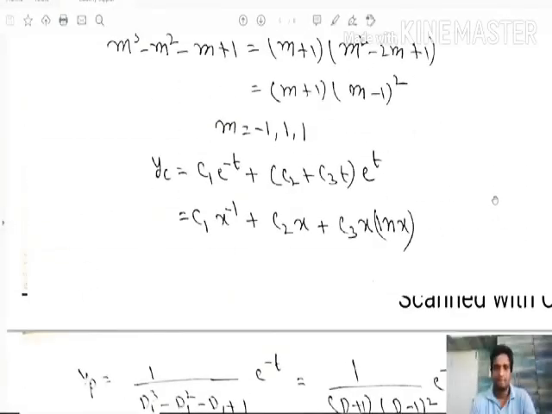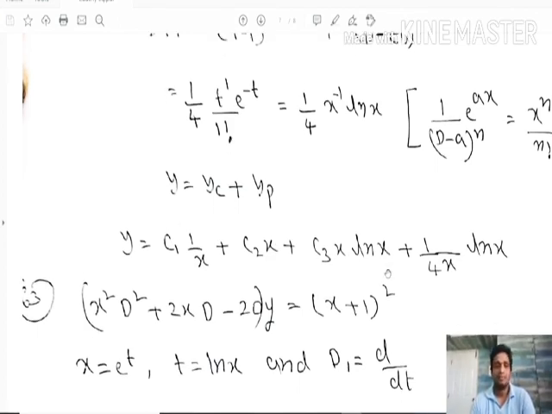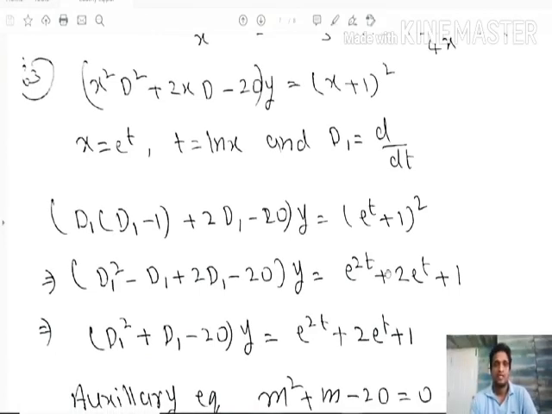See here, in yc, I forgot to write one term. Please write that one. Oh, sorry, I have written it here: C3 x ln x, right? Okay. So the next problem.